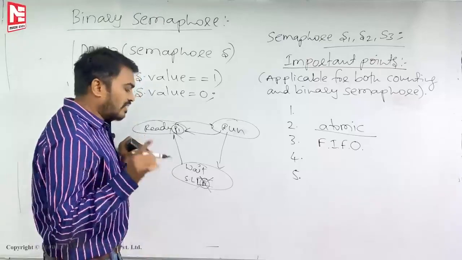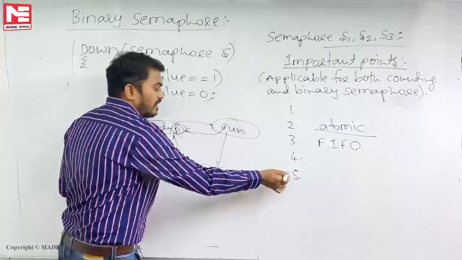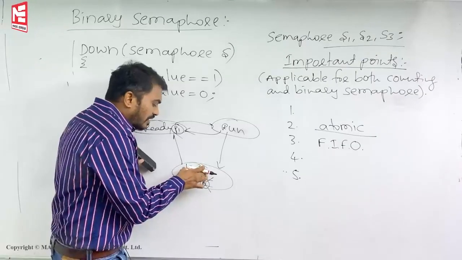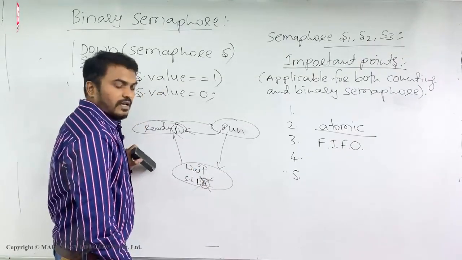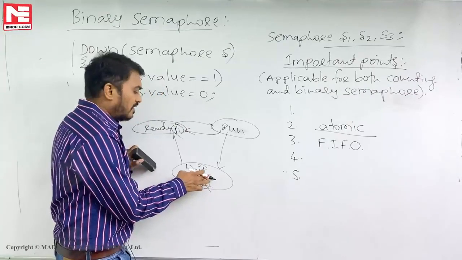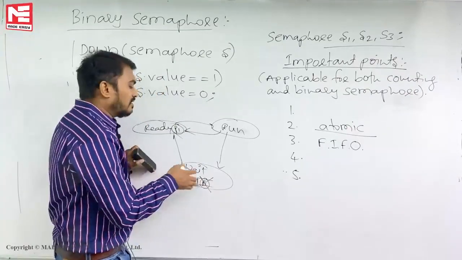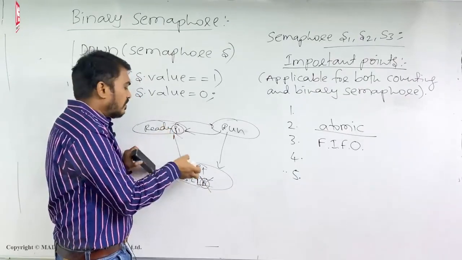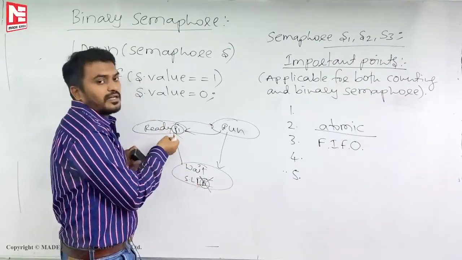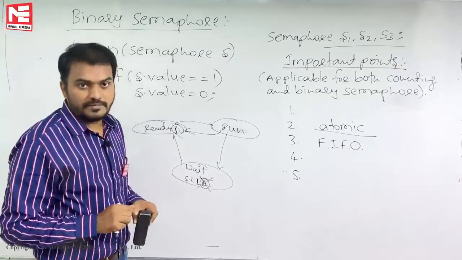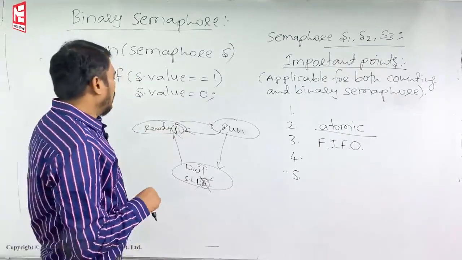So I am repeating, the last point: when the process is in the suspended list, it is placed in the wait state, and when we wake up the process, then it will be brought into the ready state. Is that clear? So from the wait state it will be brought to the ready state. So that is the meaning of point number 5. Is that clear? Right. So now what does it mean?